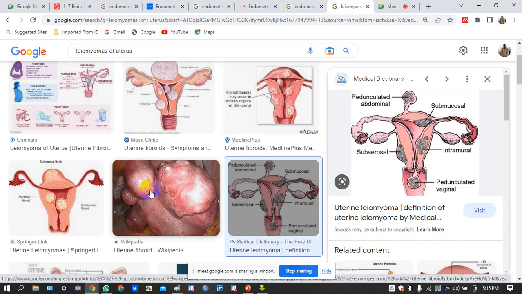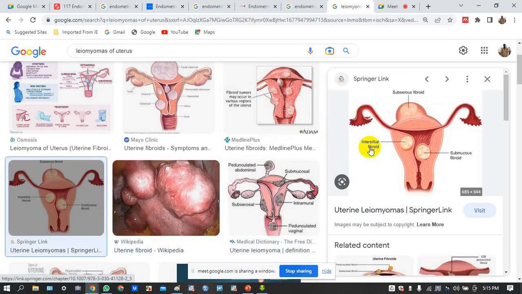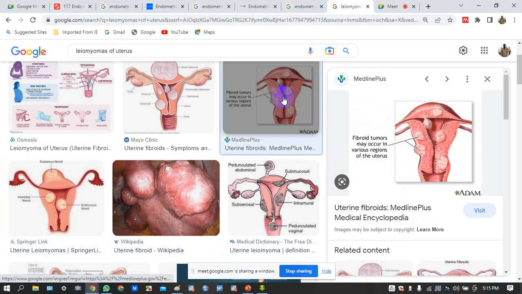So this is an example of a fibroid. This is also an example of a fibroid. So we can see interstitial fibroid, submucosa fibroid. The submucosa fibroid is very, very serious. We have different types of the fibroid here. Another one, fibroid tumors may occur in various regions of the uterus. So you can see them.